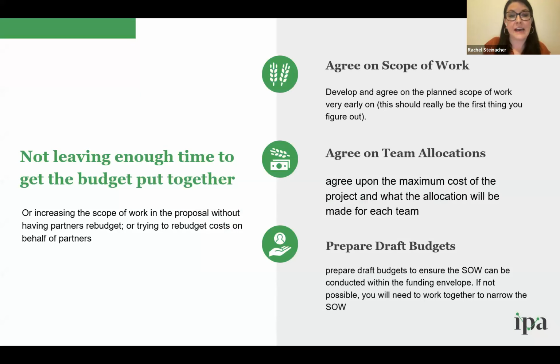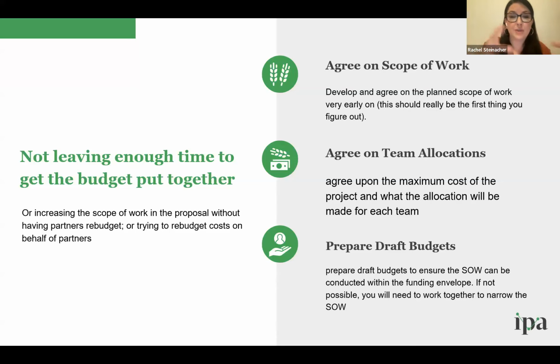Your project idea might be great, but if it's poorly budgeted, both you and your partners might end up in a situation where you're unable to actually implement the scope of work that you've agreed upon with the donor, which will end up being a really big problem in the end. Fix: the researchers and the research implementing partner need to work together to develop and agree on the planned scope of work very early. This really should be the first thing that you figure out. Second, agreeing the maximum cost of the project and what funding allocations will be made for each team.